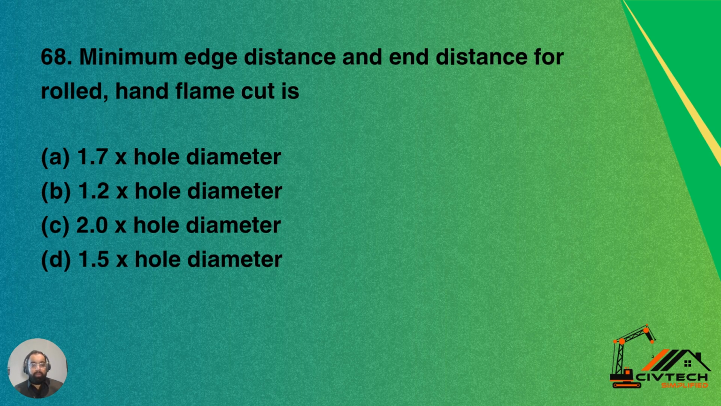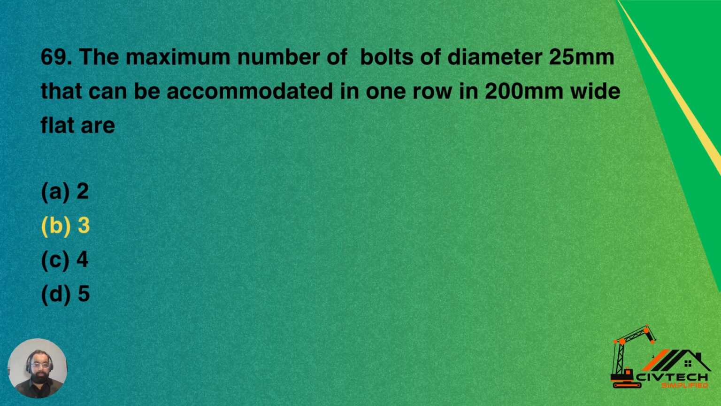68. Minimum edge distance and end distance for rolled hand flame cut. Earlier was machine flame cut. This one is for hand flame cut. So it's C. C is the correct answer.